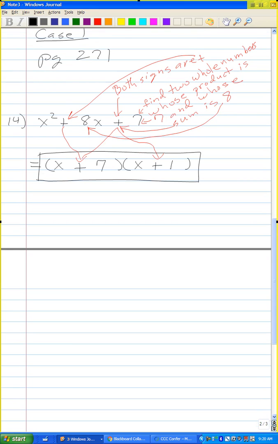So another way of thinking about it, I can bring down the plus, times plus is plus. I want two whole numbers whose product is 7 and whose sum is 8, so 7 and 1. I then put the larger factor, and put larger absolute value factor.